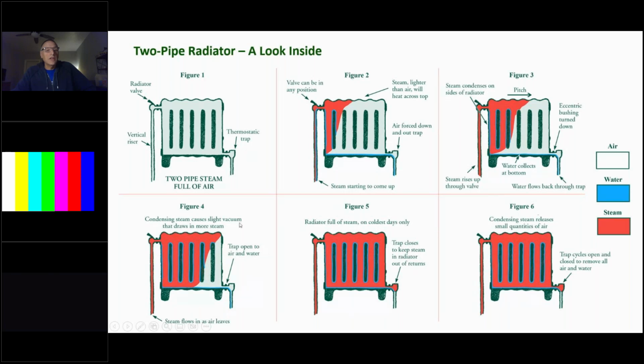Condensing steam causes a slight vacuum that draws more steam into the radiator. The trap is open to air and water. As soon as the trap experiences steam, the little disc in there closes to keep the steam in the radiator. But once the water starts to cool, the trap will open up and let the condensate return to the system.